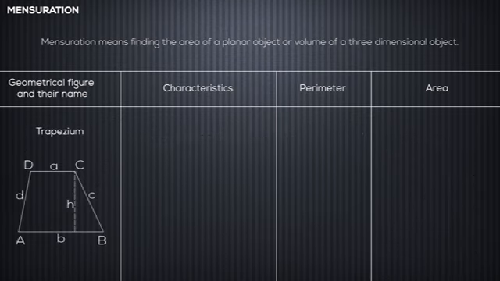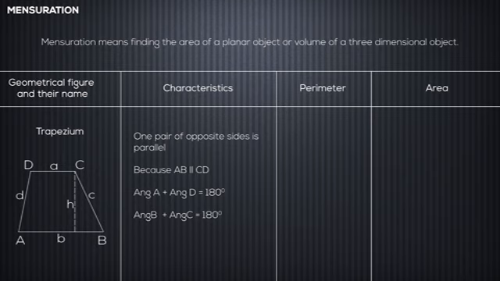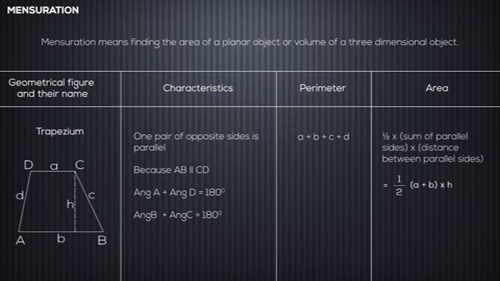Trapezium. In a trapezium, one pair of opposite sides is parallel. The sum of adjacent angles between the parallel sides is 180 degrees. The perimeter is given by the sum of all its sides. And the area of the trapezium is given by the formula shown on the screen.